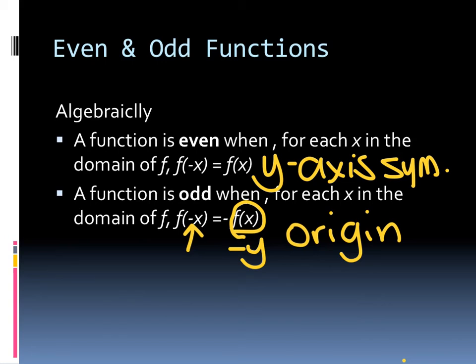If it's symmetric to just the x-axis, then it's neither. Or if it's not symmetric at all, then it's neither. So it can be even, odd, or neither. And you literally just write neither. How would you tell them to neither? It would be neither one of those. So it's not symmetric to the origin and it's not symmetric to the y-axis.